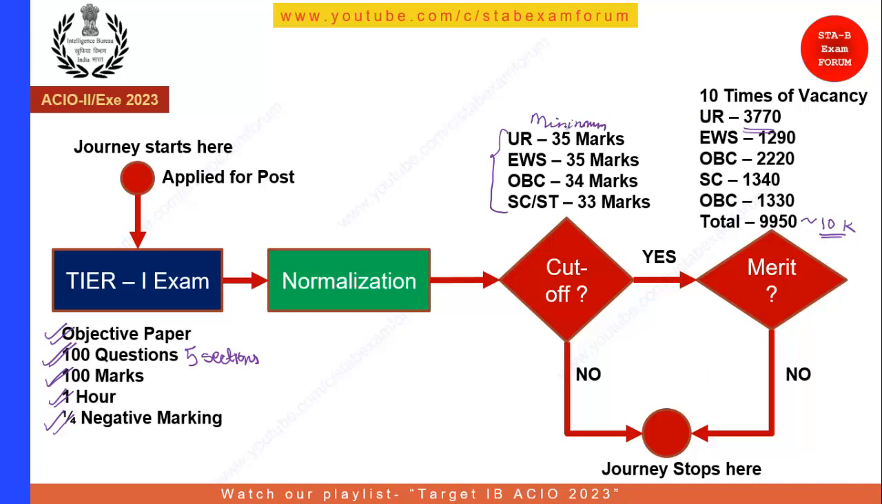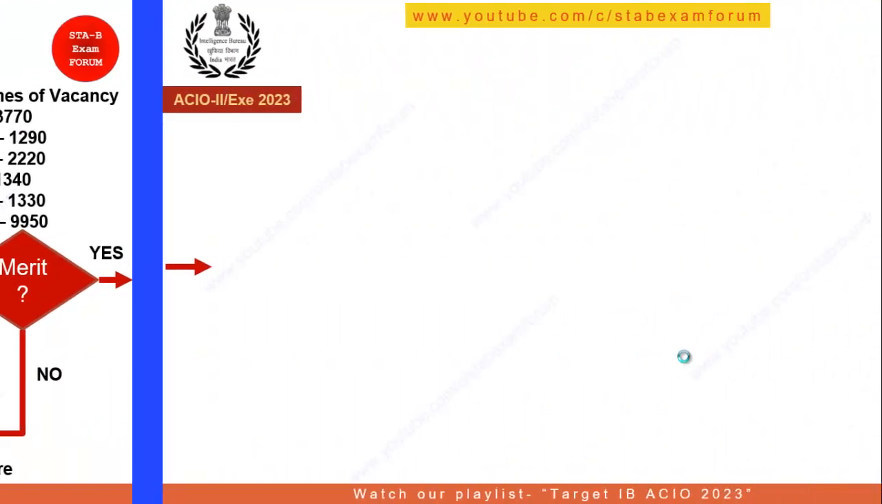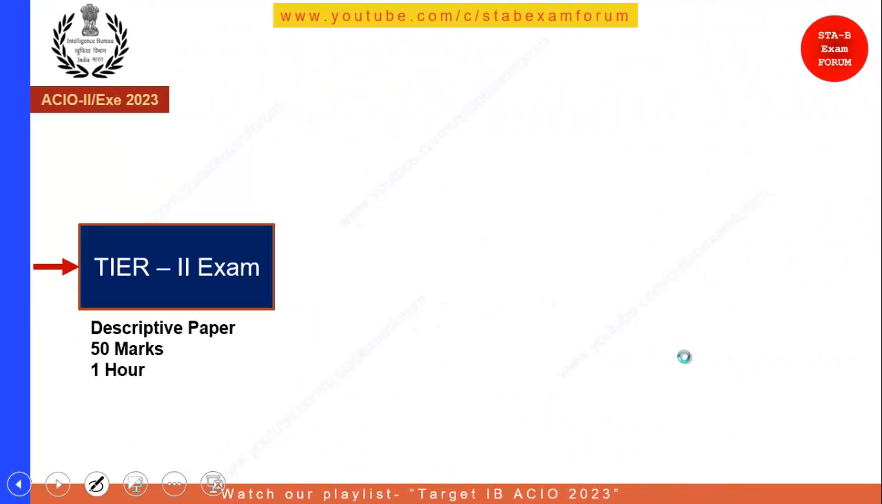Okay, even though you have cleared the minimum score, since you're not able to make the merit, your journey stops there. And if you have cleared the merit, you are among the 995.50 people, then you will proceed for the tier 2 exam. This time tier 2 will be a descriptive paper, 50 marks and 1 hour.